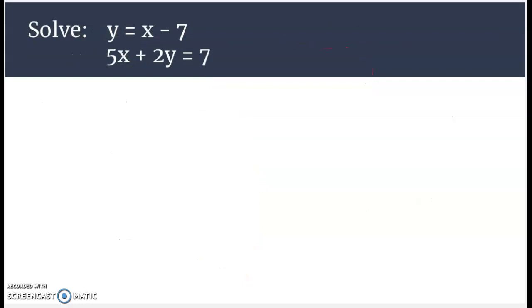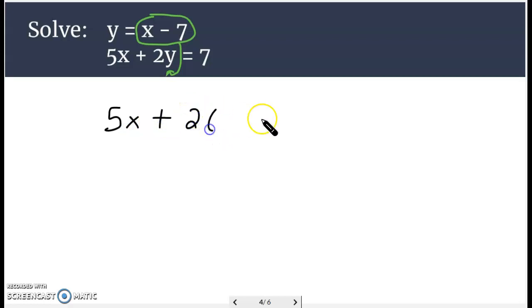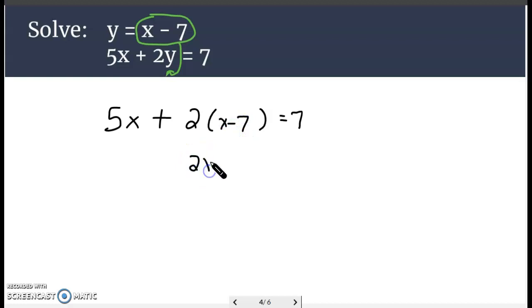Alright, now let's work on solving a system altogether and find the x and y coordinates. Y is by itself. I'm going to take what y equals, substitute it in right here. So I have 5x plus 2y equals 7. y was right here, I'm not going to use it though. I'm going to use the quantity x minus 7. Distribute the 2 to get 2x minus 14.